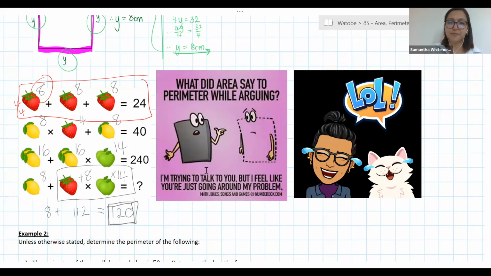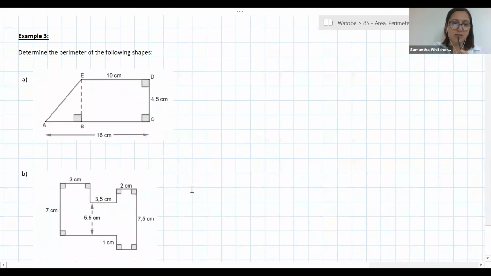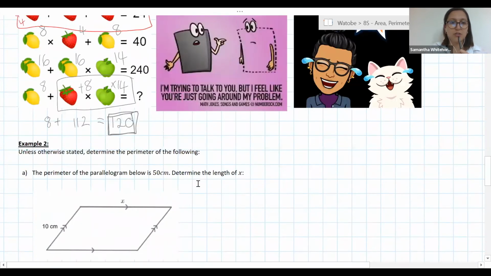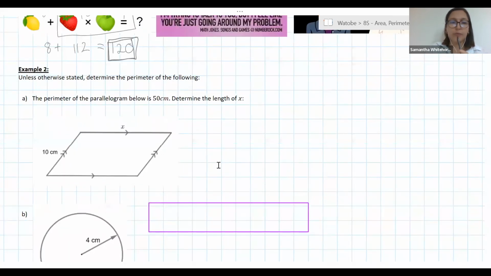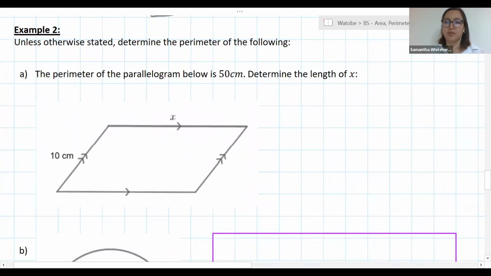So well done. Alrighty, guys, if you want to take a screenshot of this, by all means do. Otherwise, I'm going to move on along to our next perimeter question. I just want to see, okay, we do have some nice challenging ones. Alrighty. So I want you to try this question A by yourselves.